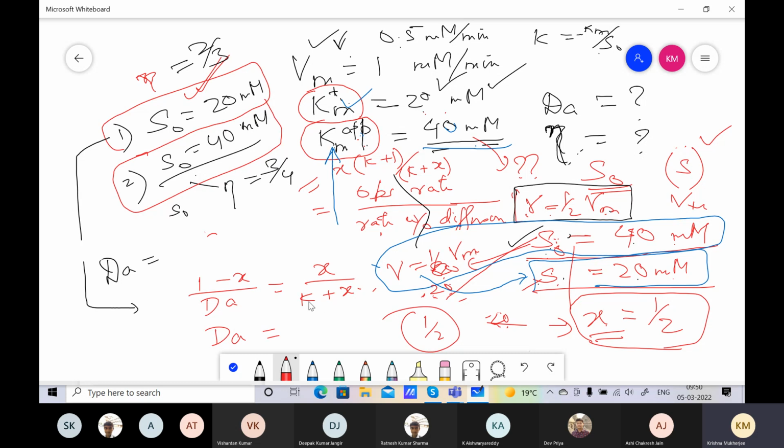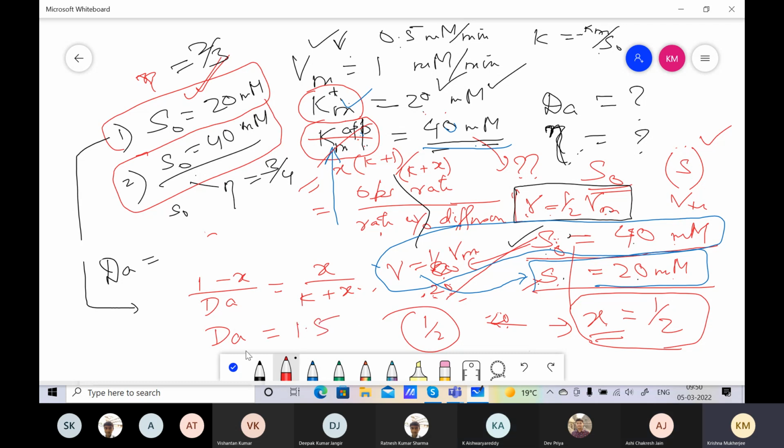Kappa is 1 because kappa is Km, the real Km. This you should not forget. Km and S naught is 20. So kappa is 1 and x is half. What is the Da value? 3 by 2, sir. 3 by 2 or 1.5.